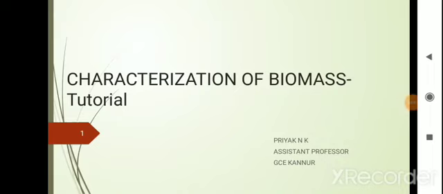Welcome back, dear students. So already we have covered the different theoretical aspects of characterization of biomass in the previous sessions. So let's do some problems based on this. Okay, this is our first problem.